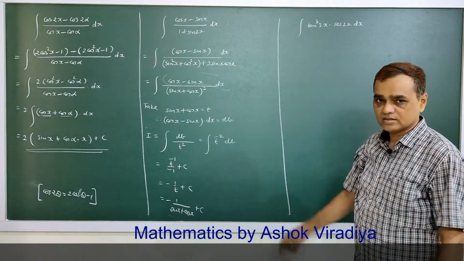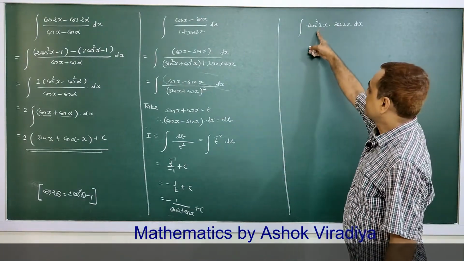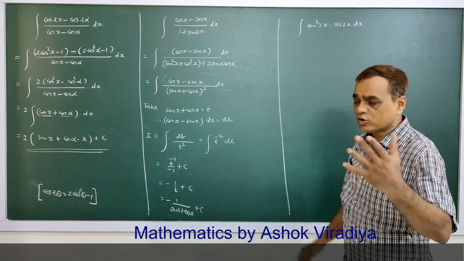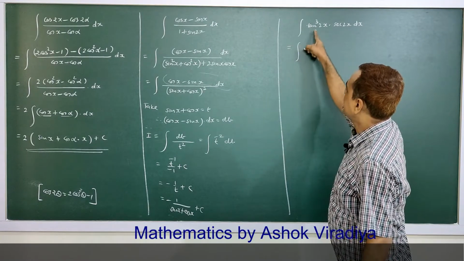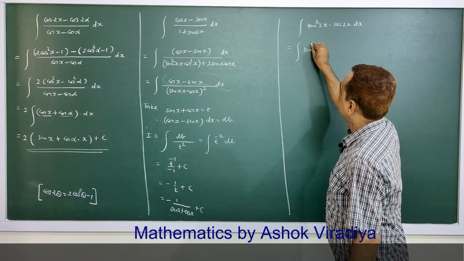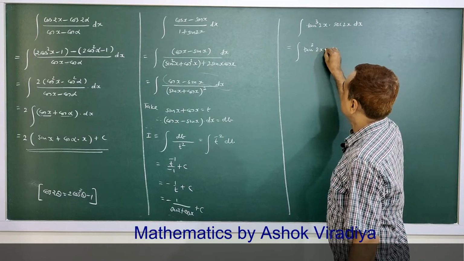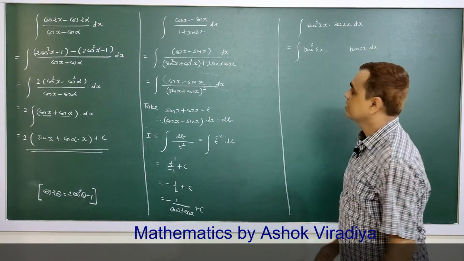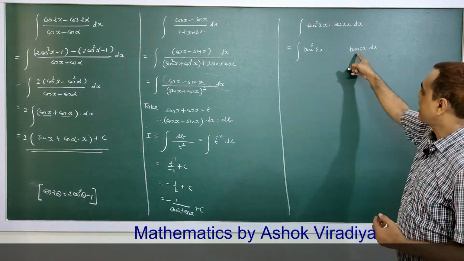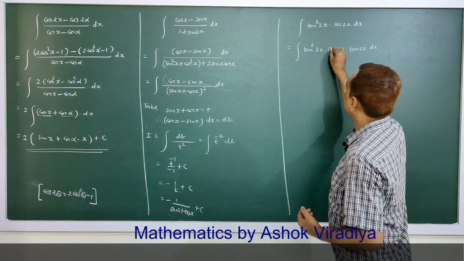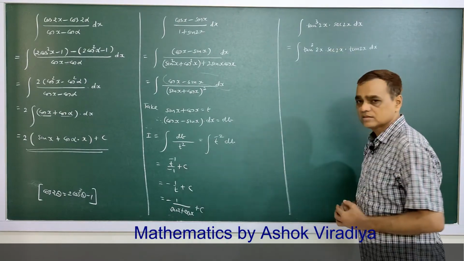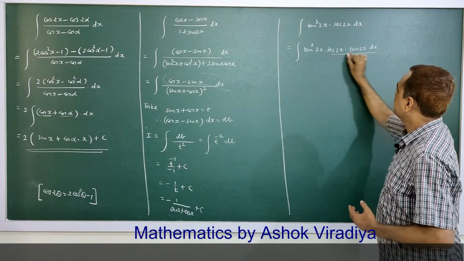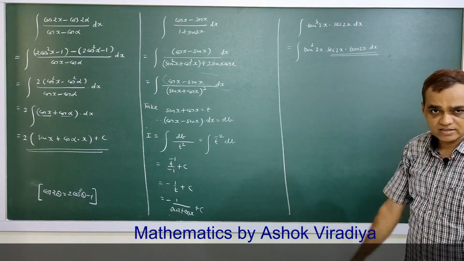Now see here, integral of tan cube 2x into sec 2x dx. See what we do here. This tan cube 2x I express as tan square 2x into tan 2x. Tan cube is tan square into tan. This sec 2x keep as it is. We are doing so because this part can be removed with dx.